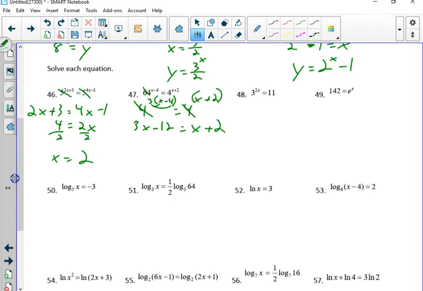Still seeing a lot of errors on these types of problems in the reviews. You have to have the same bases. And if it helps you, just come off to the side and rewrite this as 4 cubed. And then move it in and put your parentheses around the rest of your exponent. I'm going to subtract x from both sides and get 2x. I'm going to add 12 to both sides and get 14. Divide by 2, x is 7.